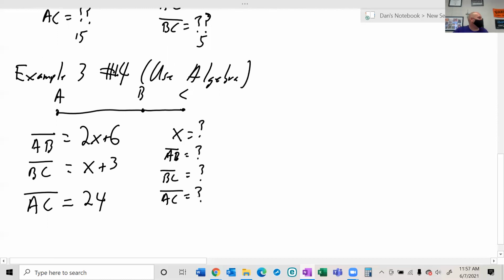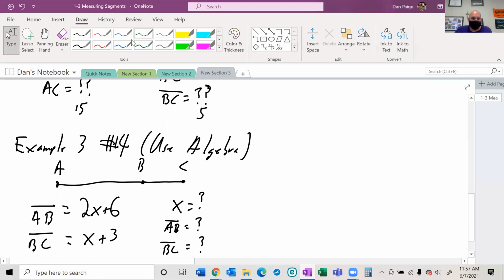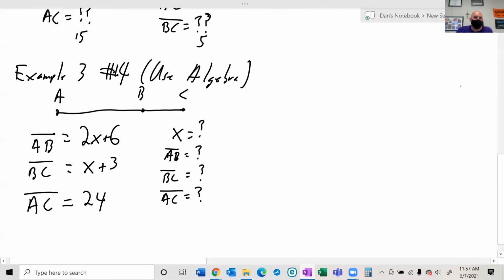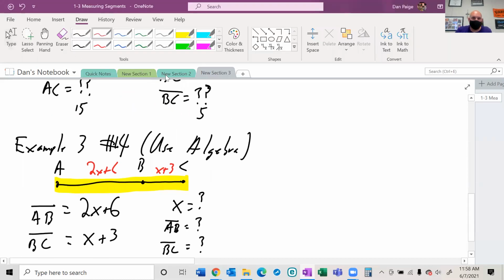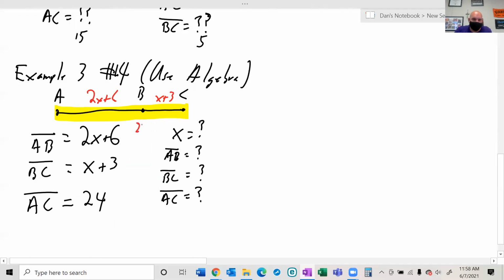Let's see if we can figure this out. It's a pretty simple concept, but it might confuse some of you. Let's label this picture here. It's saying this first part is 2x plus 6. And this second part is x plus 3. It's also saying that the whole entire line is 24. We've got to come up with an equation. Now let's look at this. We have part of a line plus the other part of a line makes the whole line. Is anyone confident that they could come up with an algebra equation that represents this?